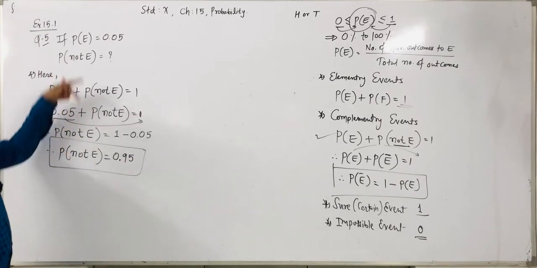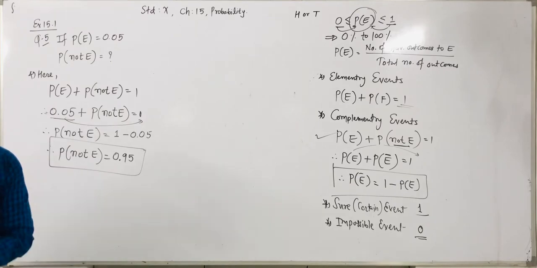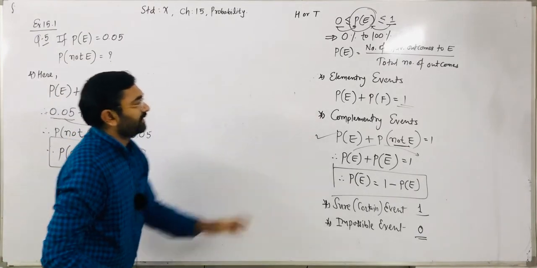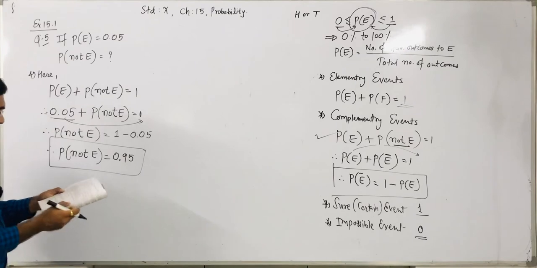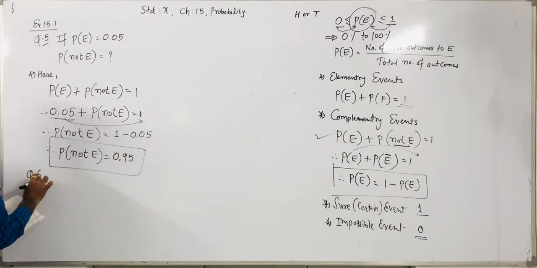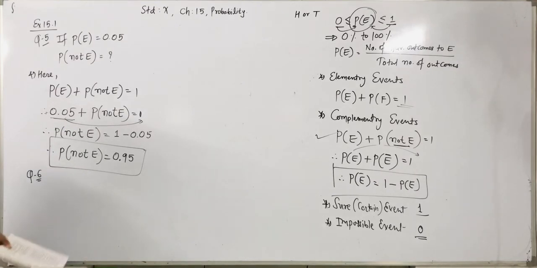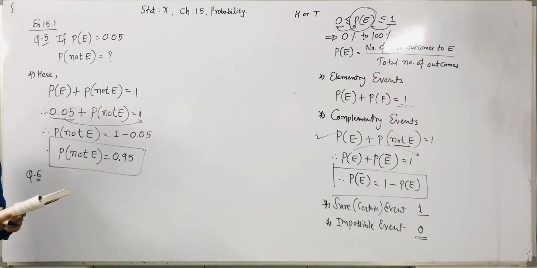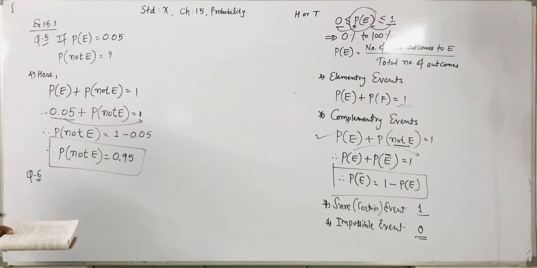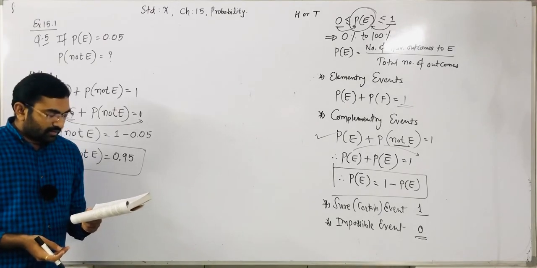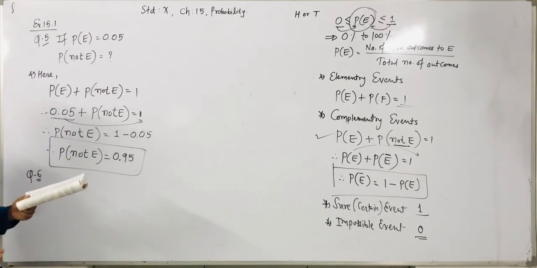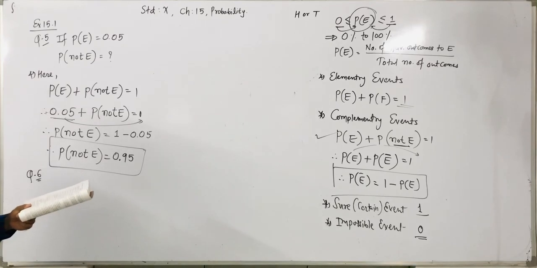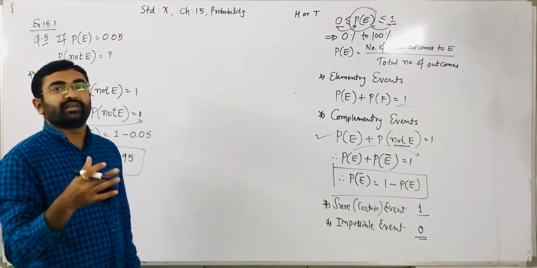It is very simple because E and not E are given, so you have to use the complementary event formula. Now question number 6. See, a bag contains only lemon flavor candies. In the bag there are only lemon flavor candies. Malini takes out one candy without looking into the bag. First question: we have to find the probability of getting an orange flavor candy.